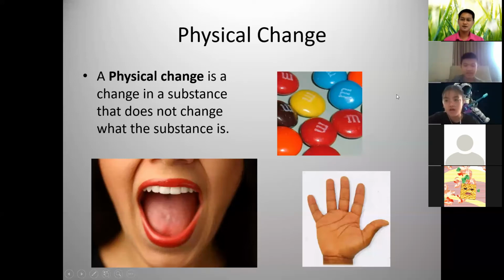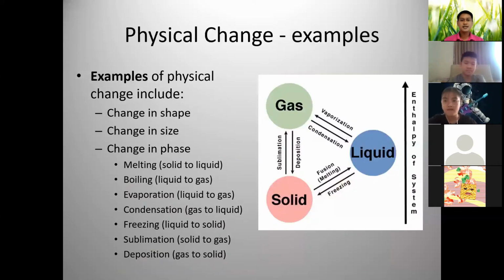A physical change is a change in substance that does not change what the substance is. Okay, very good. So it doesn't change what the substance is. In physical change, there will be a change in shape. So it will only change the shape, change the size, or change in phase or state.